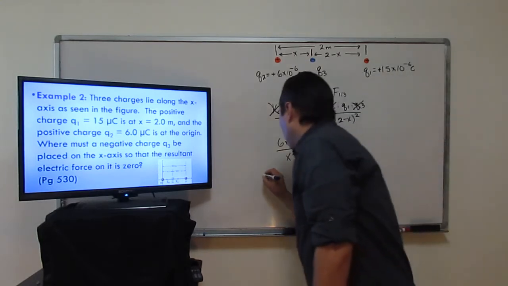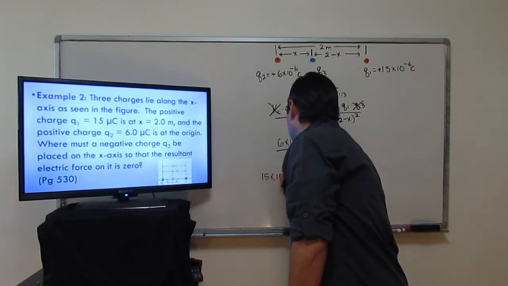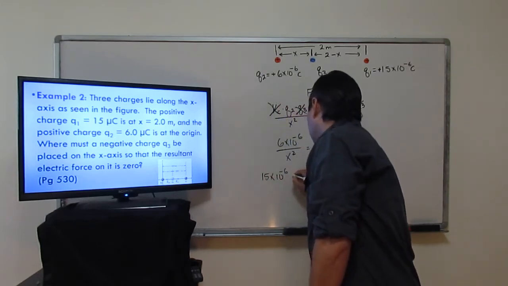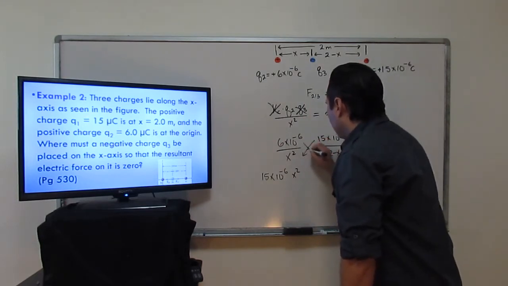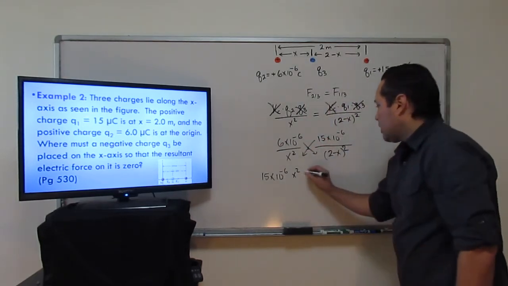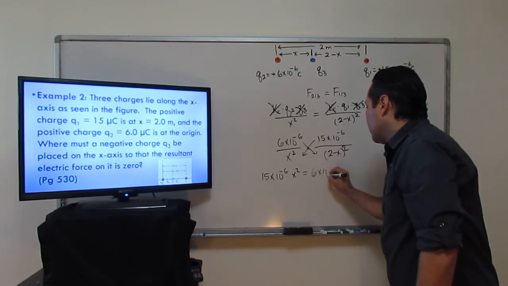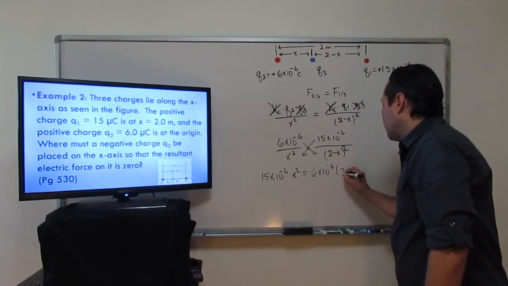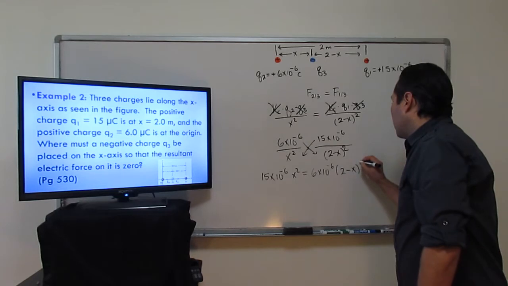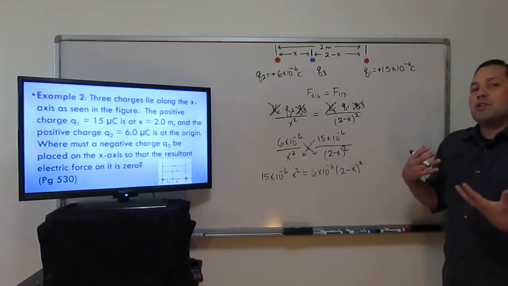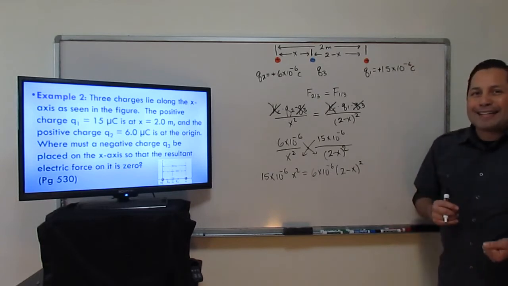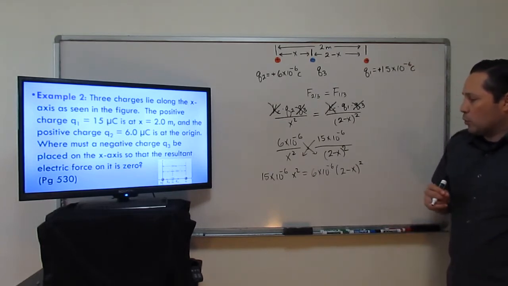Alright, so I'm going to end up with 15 times 10 to the negative 6 multiplied times x squared. So cross multiply here. I'm going to do the same on the other side. Cross multiply 6 times 10 to the negative 6 multiplied times (2 minus x) squared. Alright, what happens now? Let's keep on simplifying. Again, we're solving for x. So we're going to keep on simplifying until we have our x.